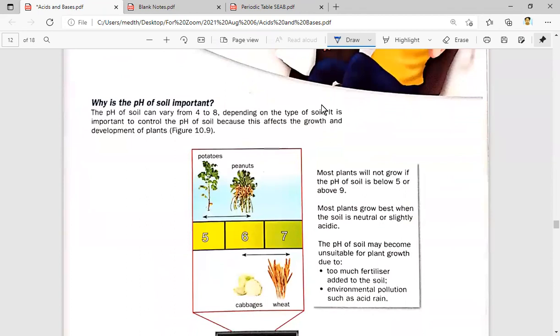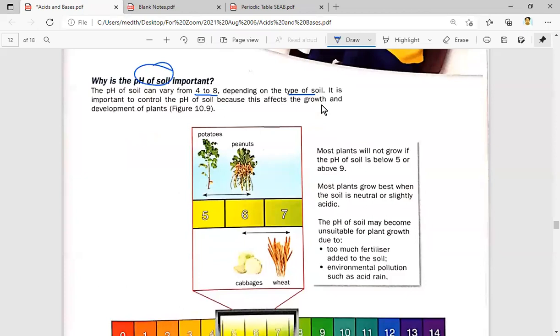Next thing, why is the pH of soil important? You realize in the test papers or the prelim papers that I received so far, they like to test on the pH of soil. So take note, pH of soil can vary from 4 to 8. That means it can be acidic, it can be alkaline. It really depends on the type of soil.